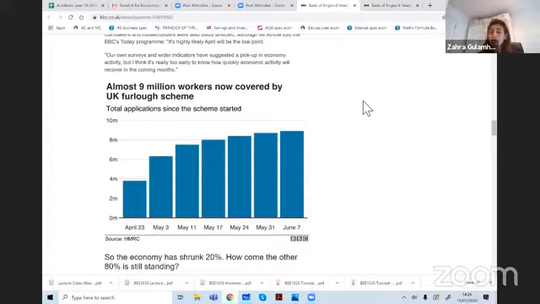9 million workers were covered by the UK furlough scheme. Now, of course, it's very, very expensive for the government to do. But at the same time, why is the government doing this, and why did it implement this in the first place? It is to stop unemployment. Because remember, with unemployment, you run back to the government and claim benefits, which comes under the claimant count. So to stop that from happening, or to reduce the number of unemployed workers, the government implemented the UK furlough scheme.